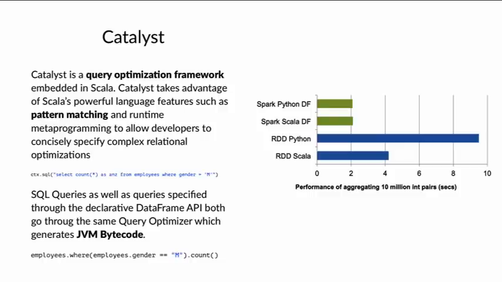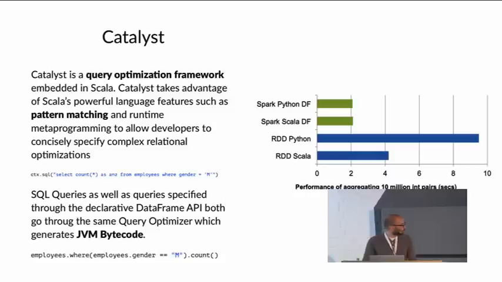So as I said earlier, Catalyst is the query optimization framework. It's written in Scala. It takes advantage of Scala's pattern matching features. And as I said, you get the same performance if you use the Python Spark DataFrame API or the Scala Spark DataFrame API. And the DataFrame API is even faster than the normal RDD Scala implementation.